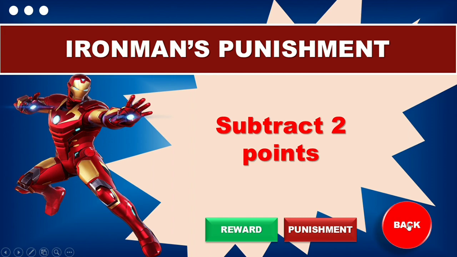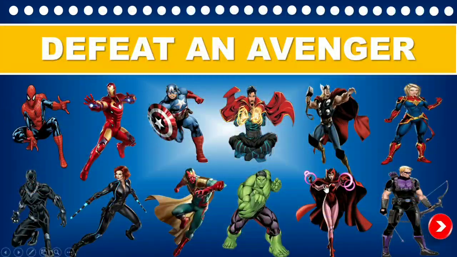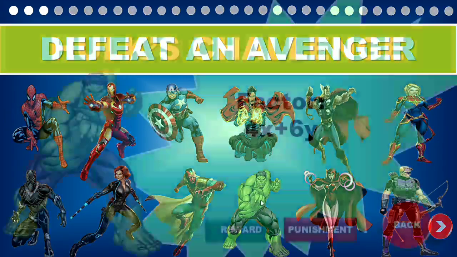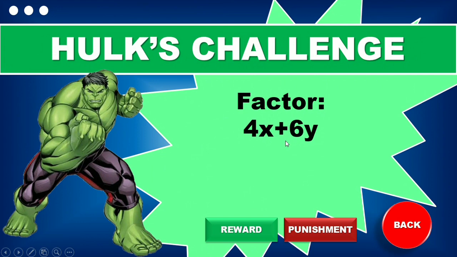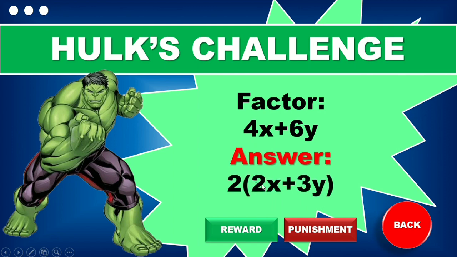Okay, so let's go back. What if they choose, say for example, Hawk? Okay, so Hawk's challenge is to factor 4x plus 6. So 4x plus 6, its factors are 2 times 2x plus 3. So again, if your students get the correct answer, they will be given a reward. So just click the reward.